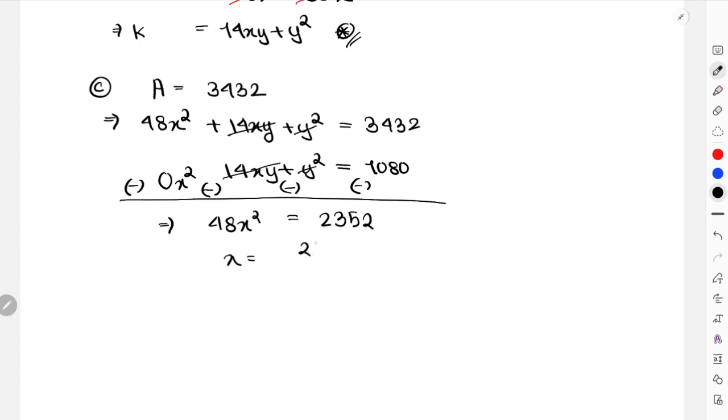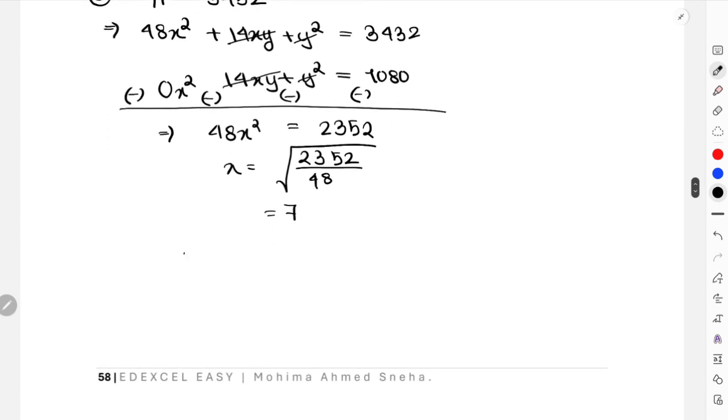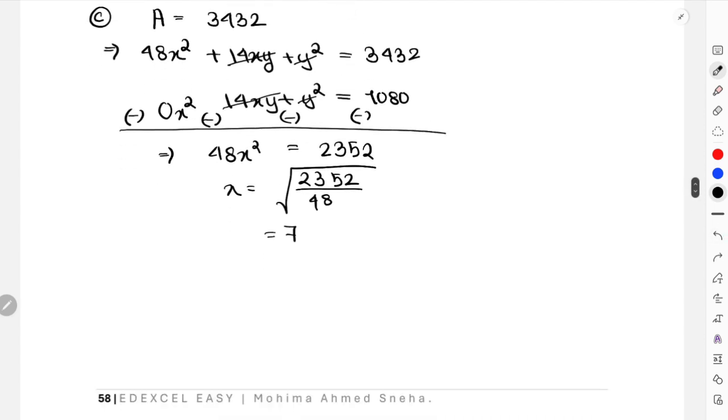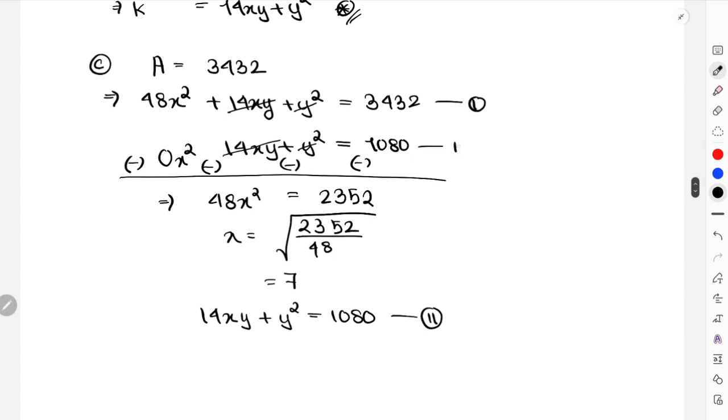So the value for x would be the square root of 2352 over 48. This one gives you 7. So the value for x is 7. If x is 7, you can easily calculate y. I'll substitute this into the second equation: 14xy plus y square is equal to 1080. This was your second equation. I didn't write it over here, but this is your second equation.